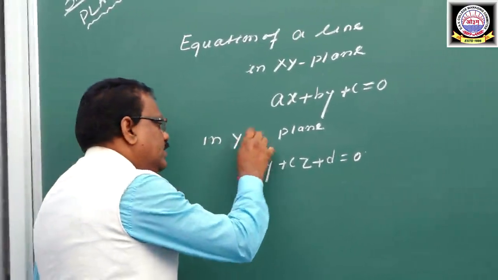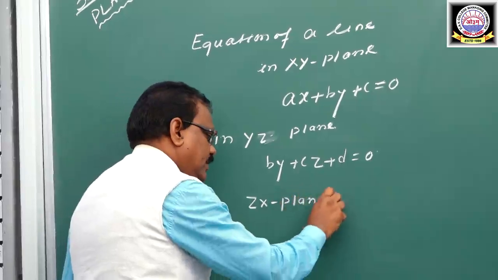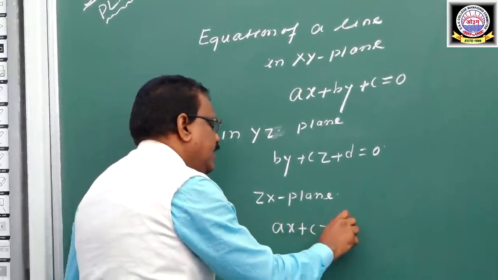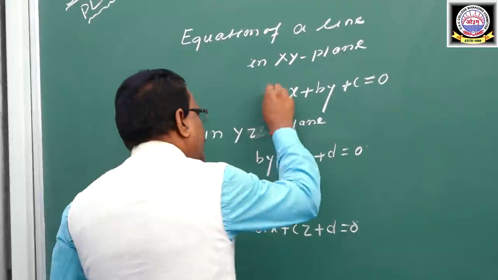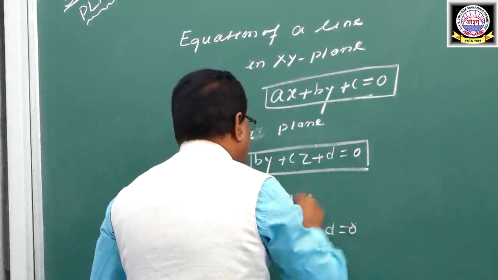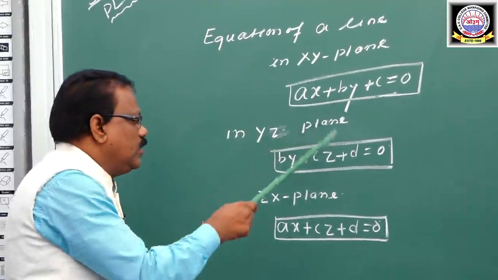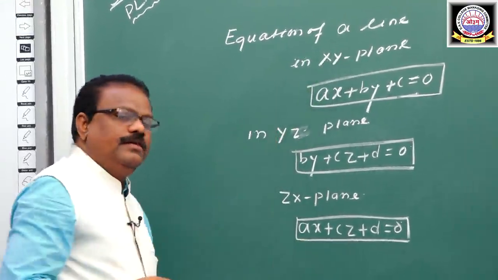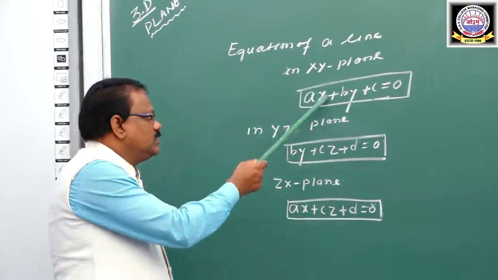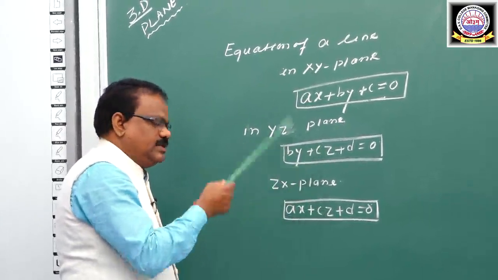And similarly, if I write in the zx plane, it is a straight line I am talking about: something x, something z plus something is 0. My dear students, I am writing the equation of the line, not the equation of the plane. Of course, these three line equations you are finding lie on a plane, because unless there is a plane, you cannot draw a line. So this is the equation of the line on this plane.